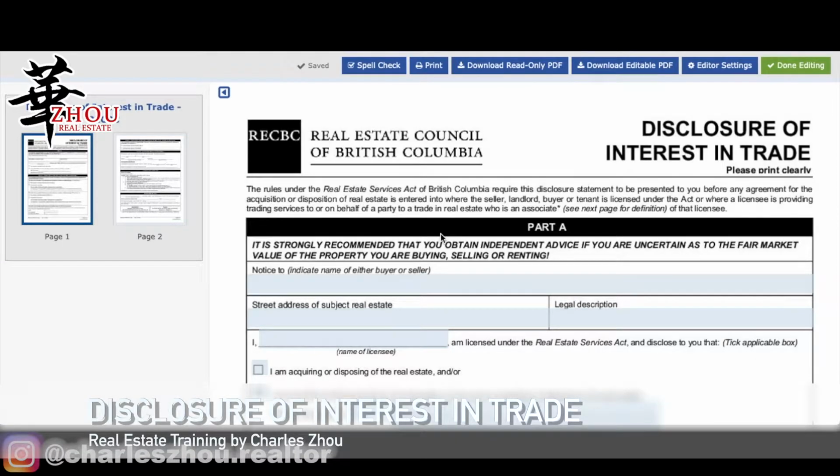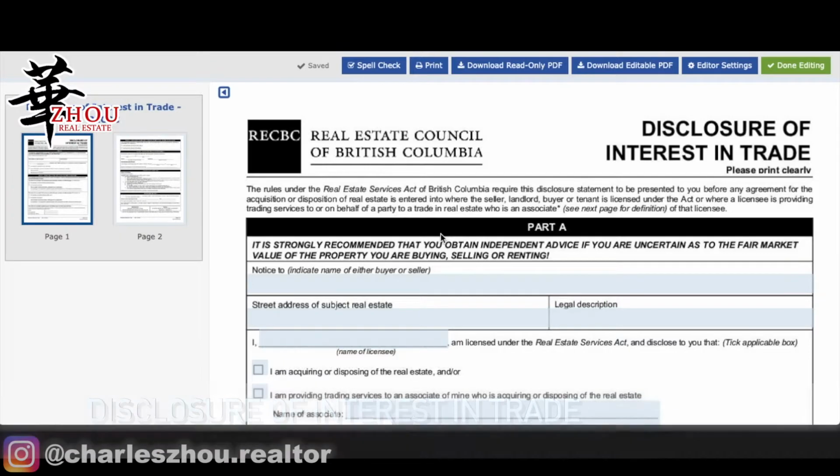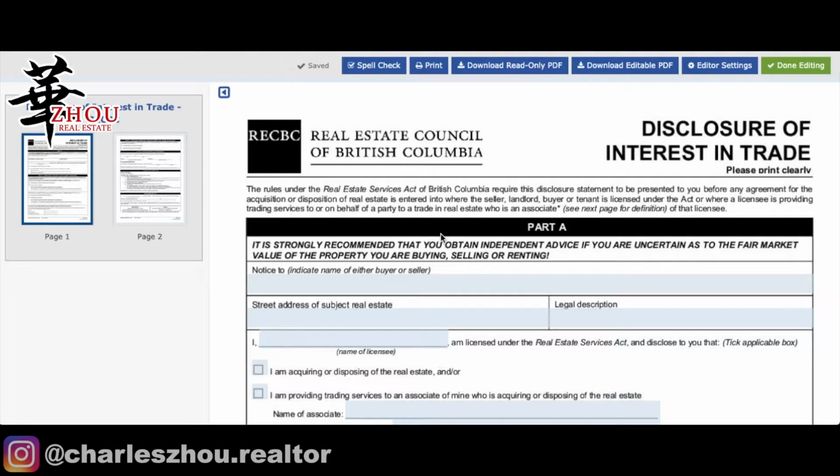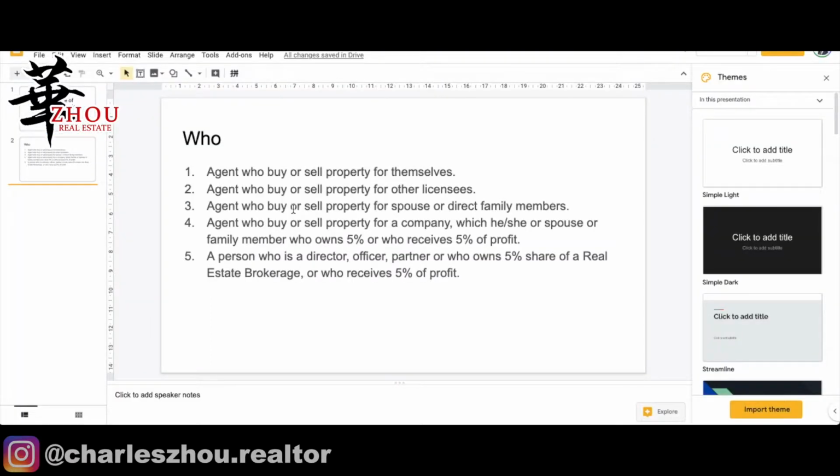Hello everyone, today we're going to talk about disclosure of interest in trade. A lot of people have problems and don't know when to disclose, and today we're going to talk about it. There are a few situations that we have to look at when we fill in this form. So who should fill this form?